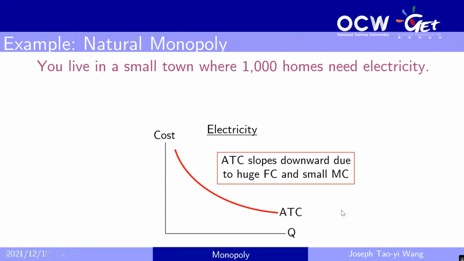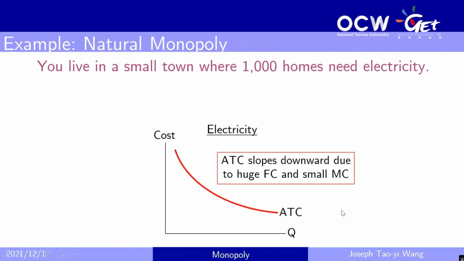So yeah, for example, suppose you live in a country that has 1,000 households, and you need to provide electricity. And what you get there is a downward sloping average total cost curve. The key thing here is that to build this network and provide this electricity, there's a huge fixed cost involved, but the marginal cost for providing electricity is actually very small.